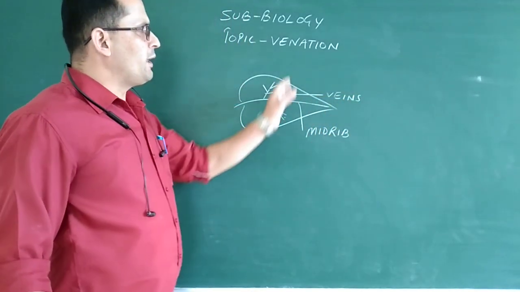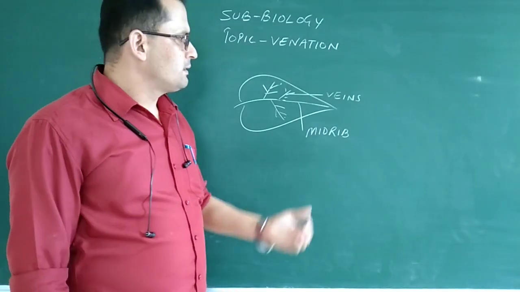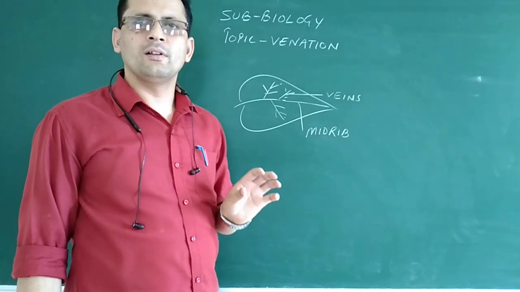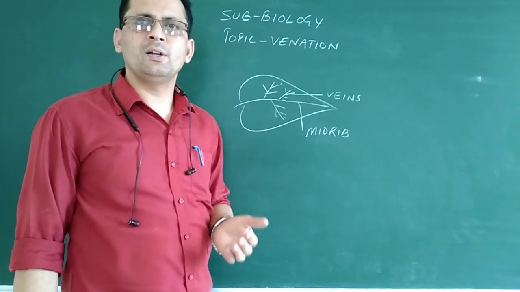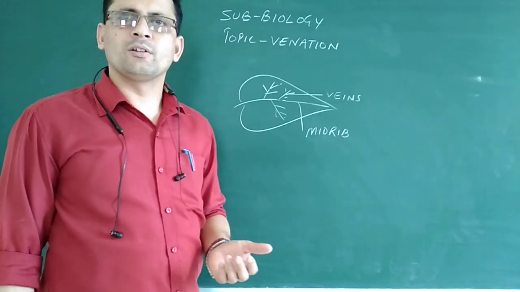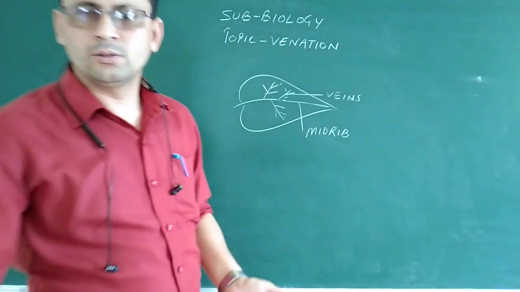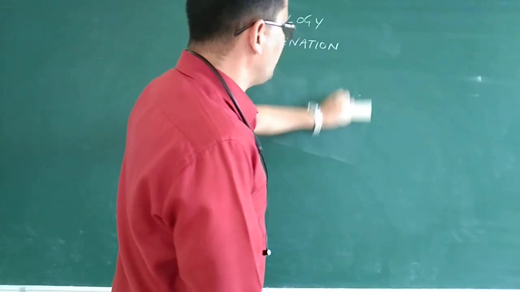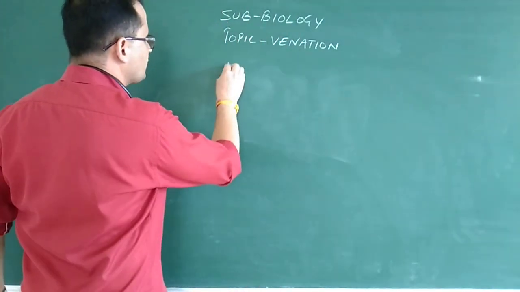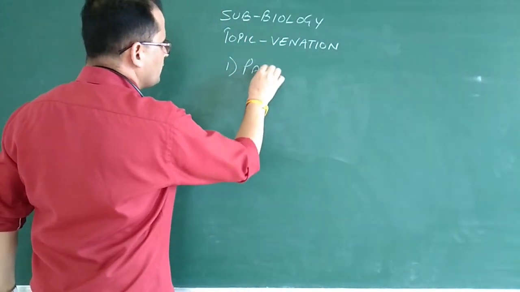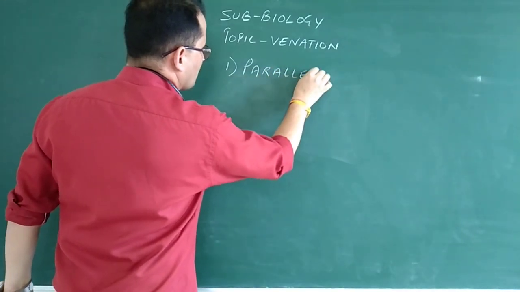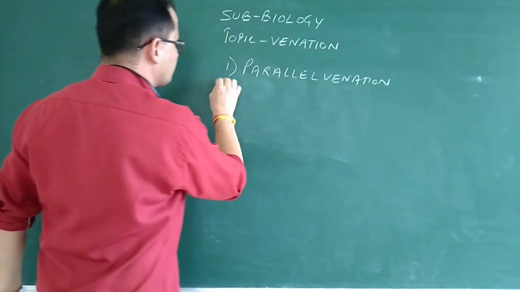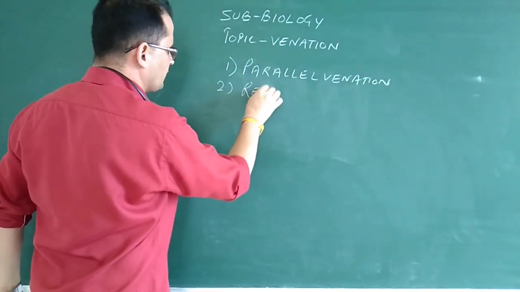Now, in today's topic we are going to discuss how these veins are arranged on the surface of the leaf and what name is given to that particular arrangement, that is, the venation. When we talk about venation, there are two types. First is parallel venation and second is reticulate venation.